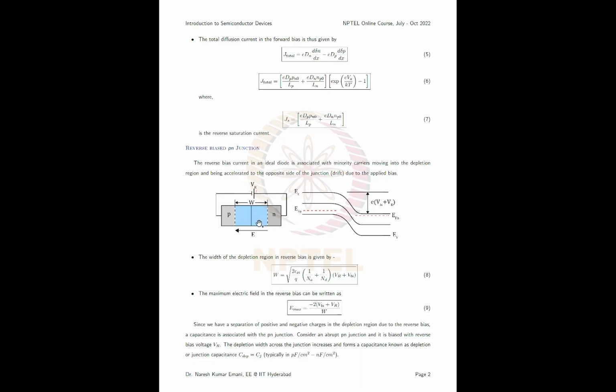For a reverse bias case, your depletion width will increase, and your potential barrier will also increase and becomes e(VBI plus VR). The width of the depletion region is given as W equals square root of 2 epsilon Si by q (1 by NA plus 1 by ND)(VR plus VBI). And the maximum electric field for reverse bias is given as E max equals minus 2(VBI plus VR) by W, which is the same as what we had studied last week.